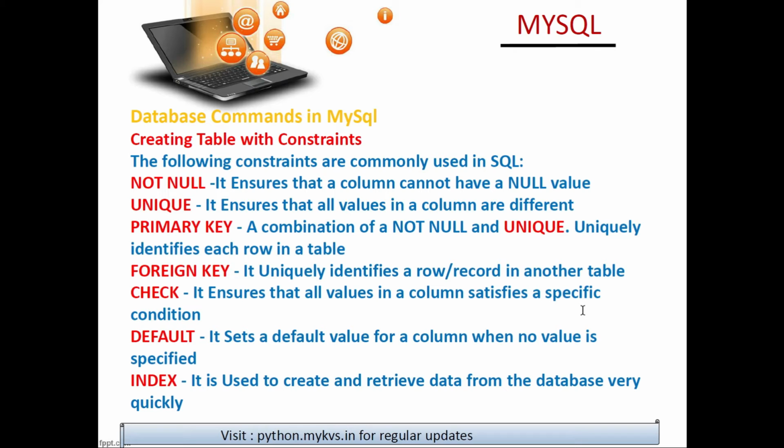And index is used to create and retrieve data from the database very quickly. Indexing will be done. How? You may see there are seven cities, suppose Chennai, Kolkata, Bangalore, Madras, in this way.